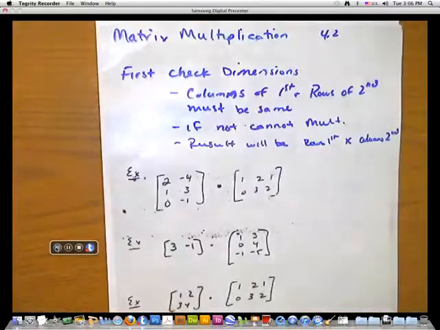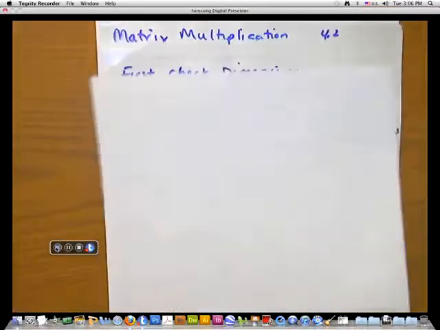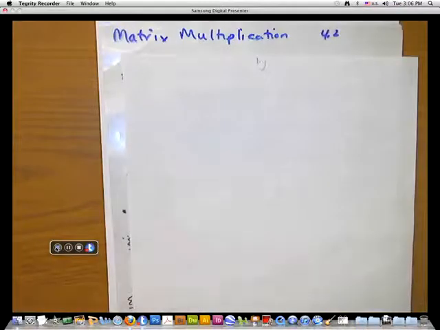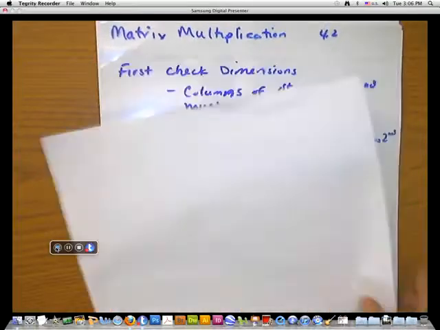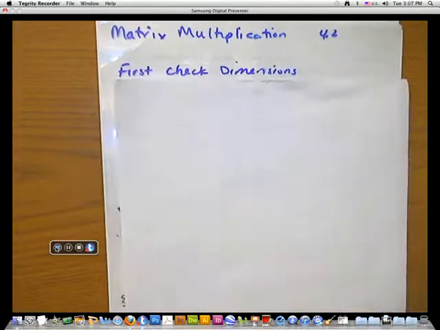Okay, we're going to have 4.2. We're going to have matrix multiplication. With matrix multiplication, much like add and subtract, you have to check the dimensions. However, the dimensions rule for multiplying is different than the rule for add and subtract.